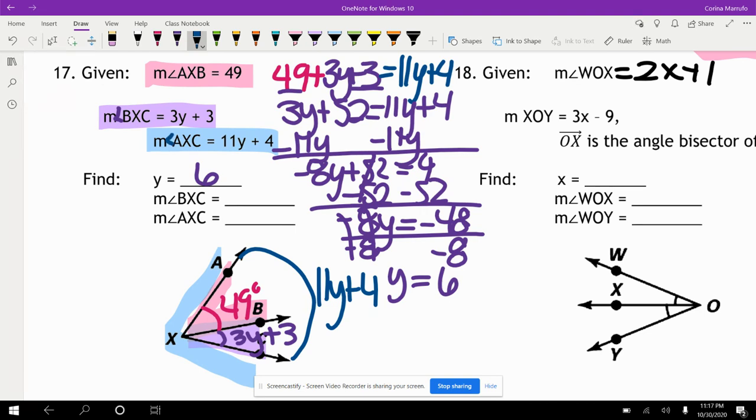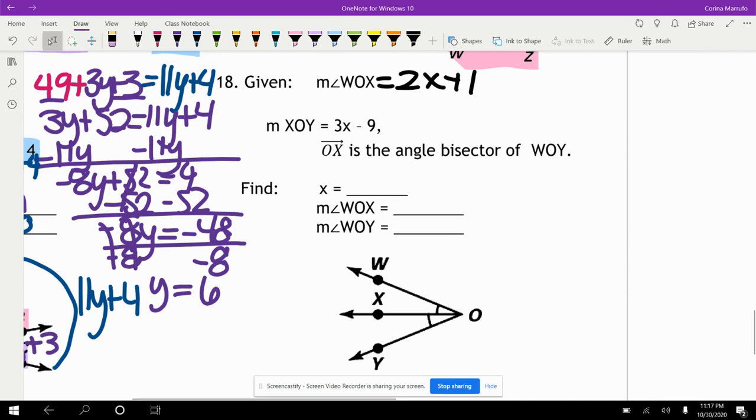All right, so I'm going to take this 6 and plug it in here. So 3 times 6 plus 3. So 3 times 6 is 18 plus 3 gives us 21. So that means the measure of BXC is 21. Then we plug it in here. 11 times 6 is 66 plus 4 gives us 70. That's it. Okay, so let's go ahead and try this one another time.